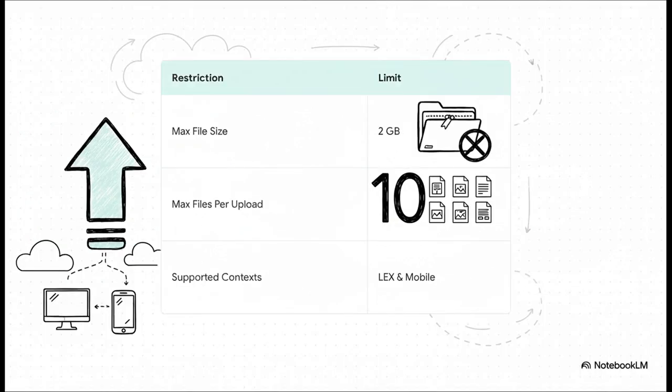First things first, you got to know the rules of the road. Now, the component will handle enforcing these for you, but you need to be aware of them. A single file can be up to 2 gigabytes, which is actually pretty huge. But a user can only upload a max of 10 files in one go. And of course, this all works perfectly in Lightning Experience and on the mobile app.